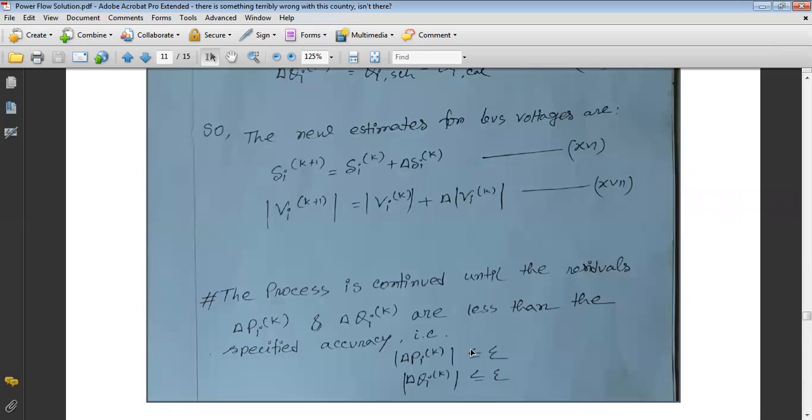So how can we check the tolerance level? Once again, we have to calculate the power mismatch. By using this updated value, we have to calculate the power mismatch matrix. If the power mismatch matrix satisfies the tolerance level, then the result we have just calculated is the final result or final solution.